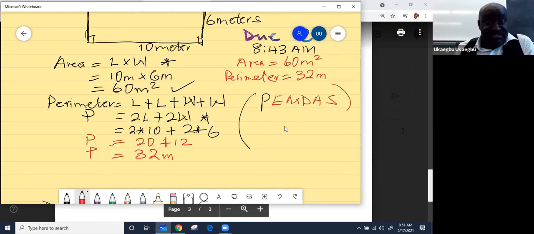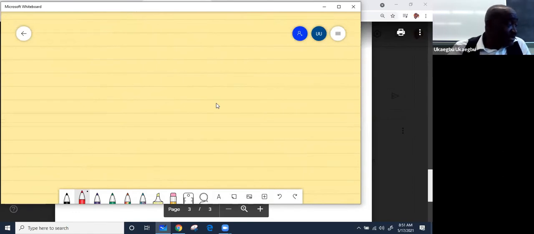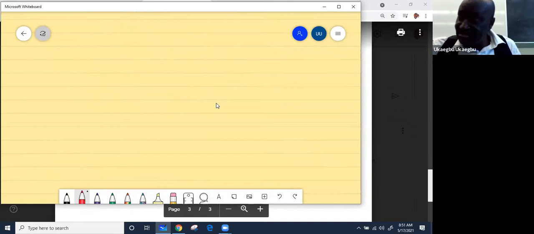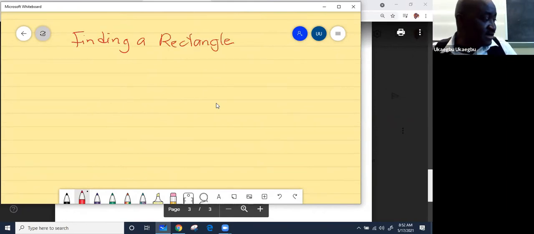Now, this time around, we are going to use the same scenario that we just created in order to introduce limits. So all I'm going to do is redraw the diagram, still a rectangular lawn. We can call our subtopic right now finding a rectangle of maximum area. Finding a rectangle of maximum area.